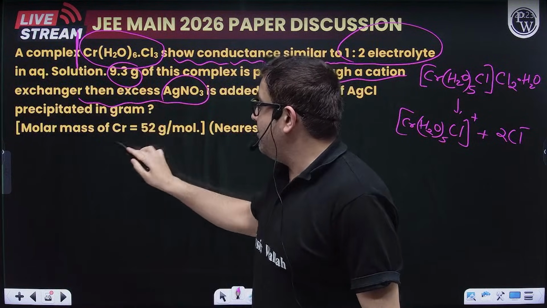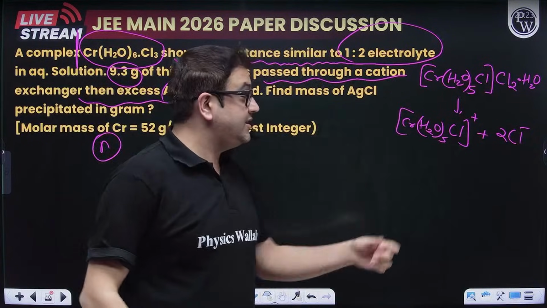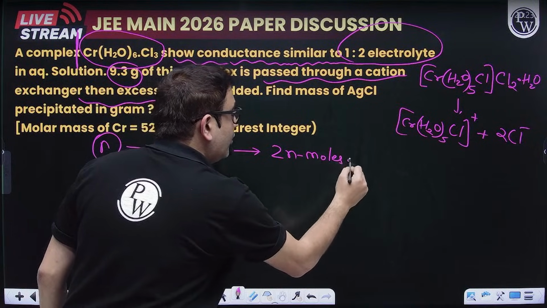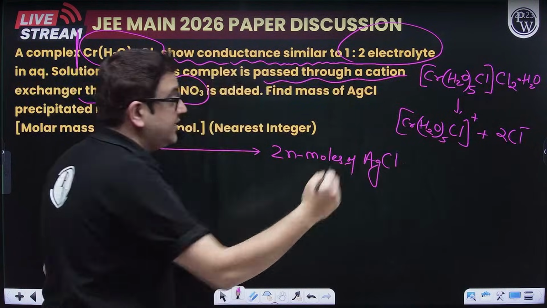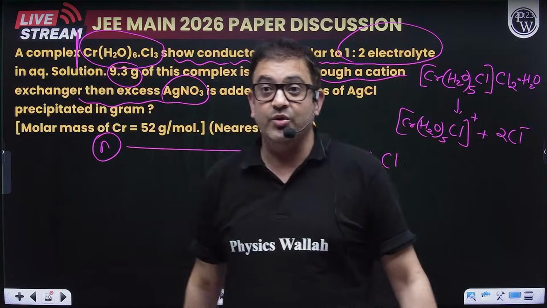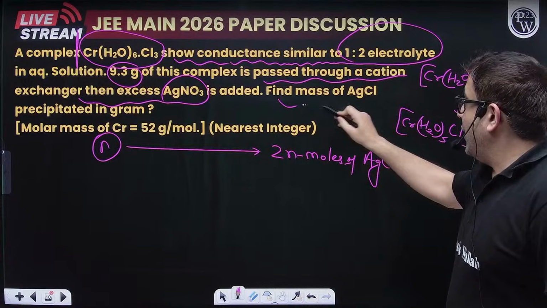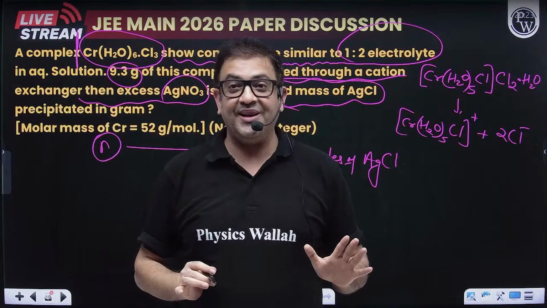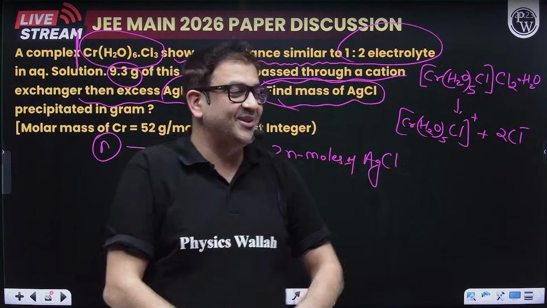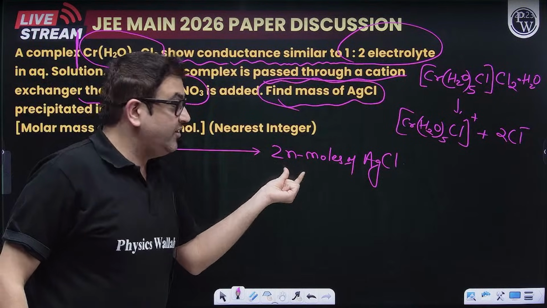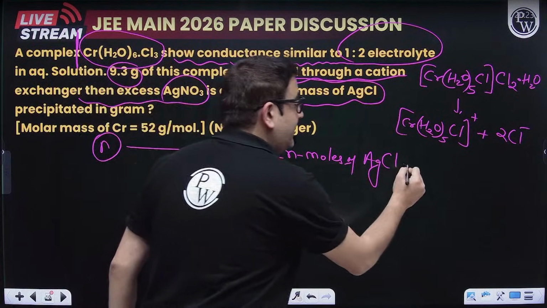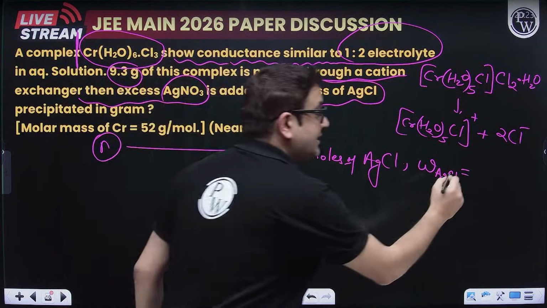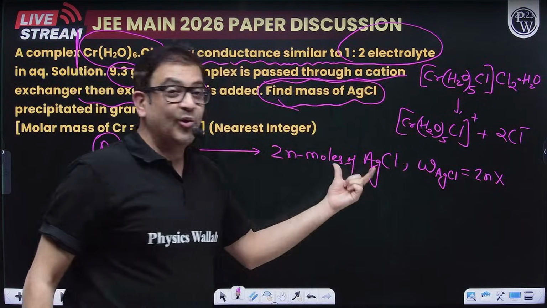Let's say I have n moles of this complex. So what moles of AgCl will you be getting? You will be getting 2n moles of AgCl. Now let us see what the question is asking. That's why this is a good question. You have to find the mass. So the theory is also utilized, and now you have to do the division also. So 2n moles will be precipitated. What will be the weight? Weight of AgCl that you will be getting will be 2n into the molar mass of AgCl.